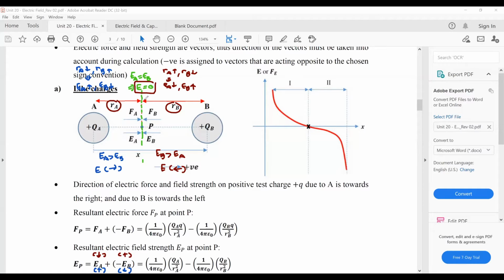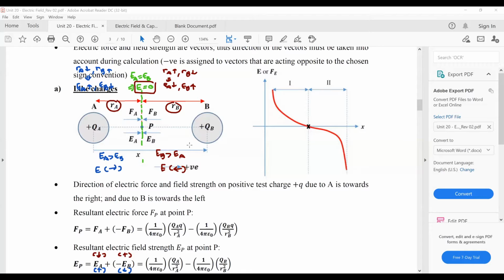You will be able to see that there will be one point where the resulting field strength is 0, but at one point the resulting field strength will now be in the opposite direction. In your case, if you go towards the right, it will be towards the left. If you go towards the left, now the resulting electric field strength will be towards the right. Okay, so in that case, you will see that as you go along your distance from one end to another end, you will notice that your field strength will be positive, then you change to a negative.